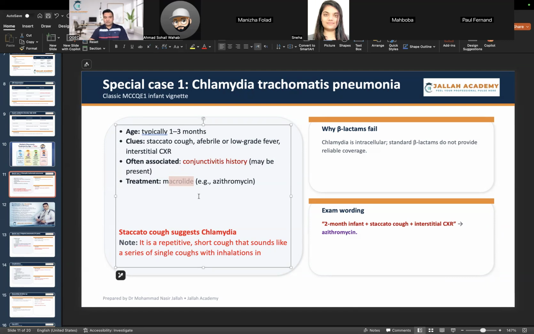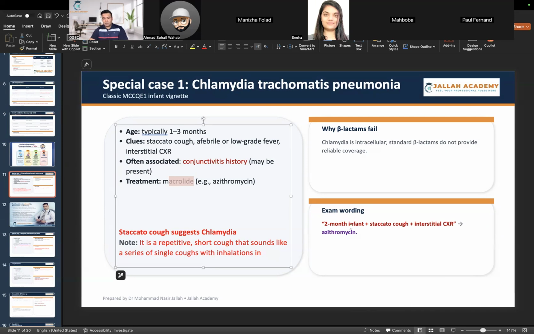So when it comes to azithromycin, I think I do have a slide here, so I'm not going to bother you guys. It's coming up. So why do beta-lactams fail? Chlamydia is intracellular. Standard beta-lactams do not provide reliable coverage. So in that case, you can add azithromycin. If you have someone that's not responding to amoxicillin, azithromycin should be added.